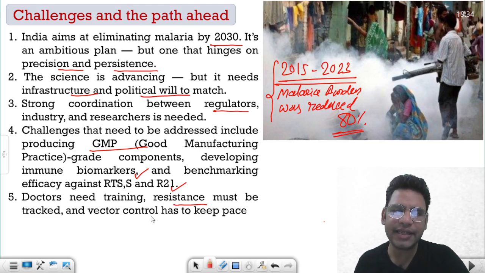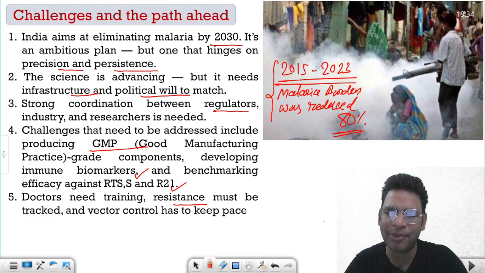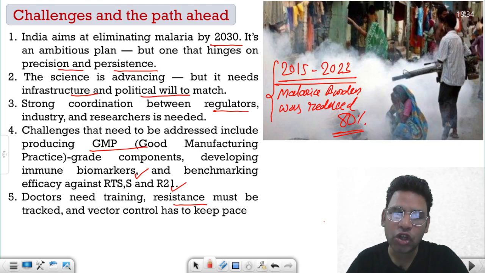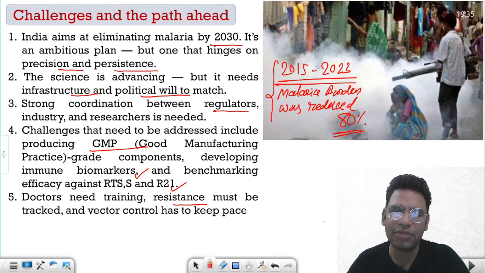Okay, we have to benchmark those efficacies. Doctors need training, resistance must be tracked, and vector control has to keep pace. Like everybody is saying, like we have fought against COVID-19, that is what all of us want, right? So with next generation vaccines, homegrown innovation, and growing scientific momentum, this country stands at this critical juncture, and we can eliminate malaria completely by 2030.